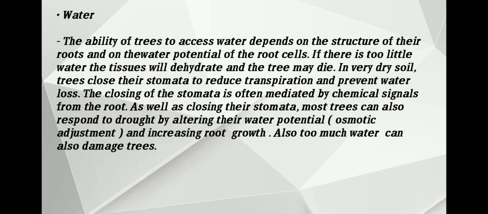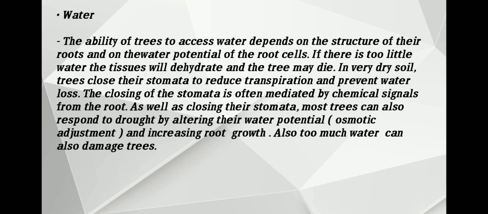Water. The ability of trees to access water depends on the structure of their roots and on the water potential of the root cells. If there is too little water, tissues will dehydrate and the tree may die. In very dry soil, trees close their stomata to reduce transpiration and prevent water loss. The closing of the stomata is often mediated by chemical signals from the root.